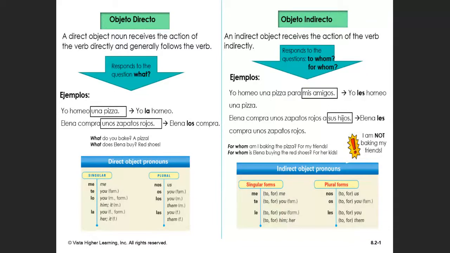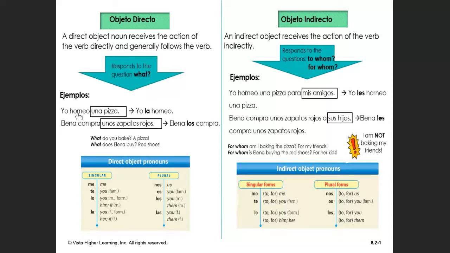Okay, so on one side we have objeto directo, and on the other side we have objeto indirecto. Just like I said before, objeto directo responds to the question, what? Objeto indirecto responds to the question, to whom or for whom, right? So here we have some examples.